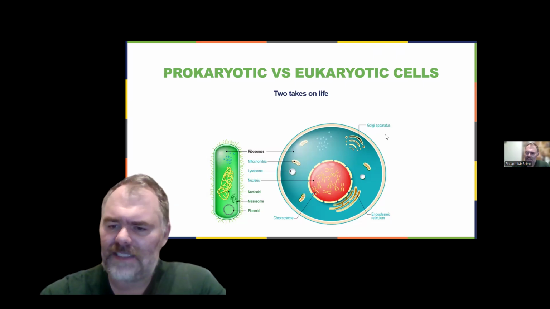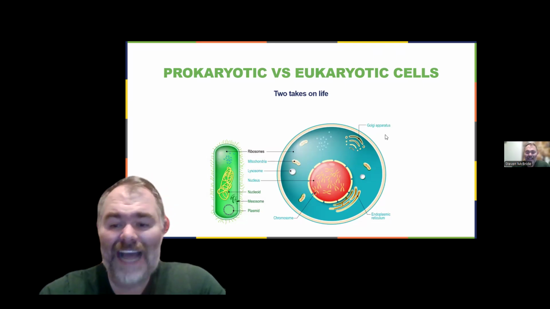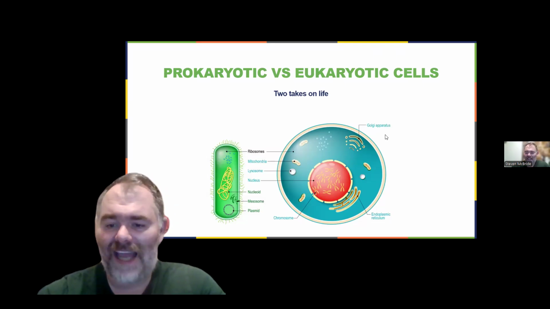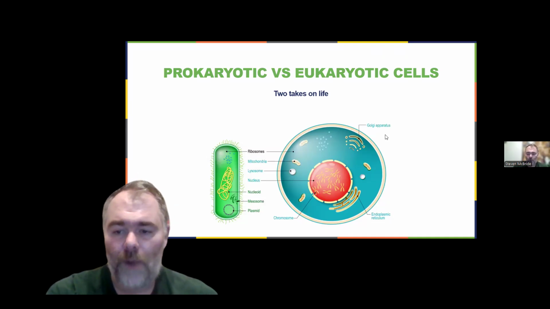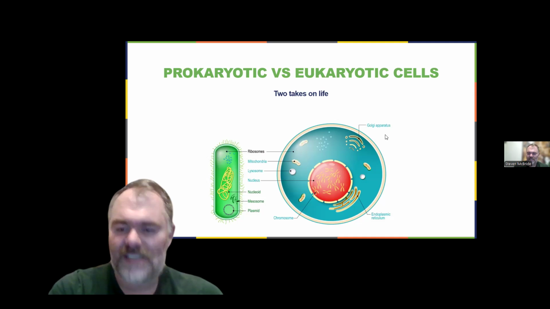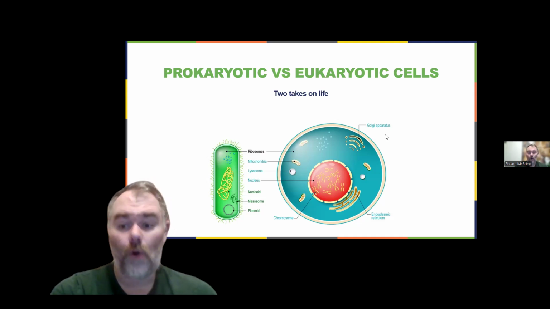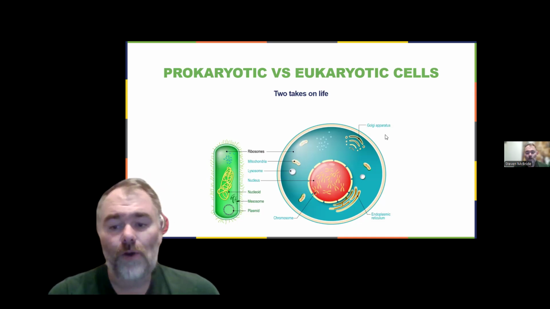The prokaryotic cell on the left is smaller and simpler internally. Its DNA is not enclosed inside a nucleus, and it does not have the same kind of membrane-bound compartments. The eukaryotic cell on the right is larger and more internally organized. It contains a nucleus and several specialized structures called organelles, including mitochondria and endoplasmic reticulum, and the Golgi apparatus.